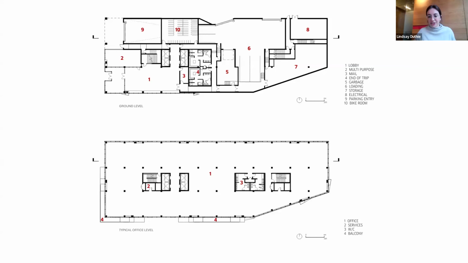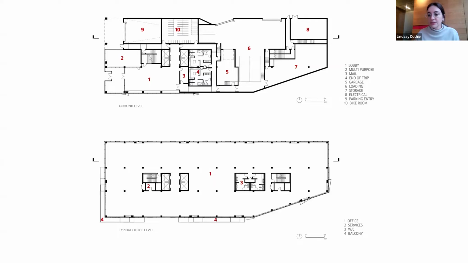Here's a look at the general arrangement of the building. It's 165,000 square feet total area. The ground floor on the top there consists of the lobby. We've got end of trip facilities. We've got bike storage, a loading bay. And then the image below, this is our typical open office layout.